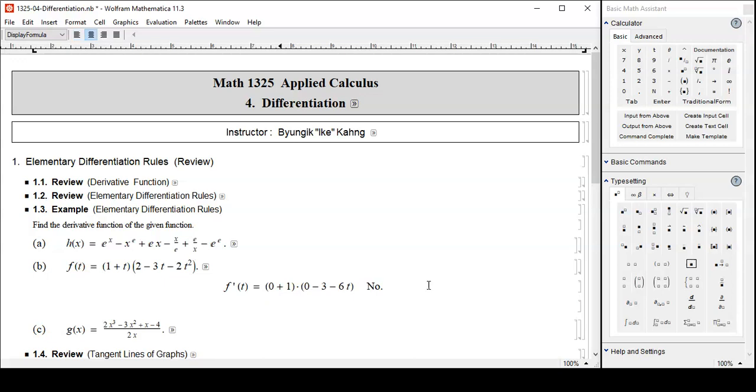Now, how do I make it right? Instead of using product, we can use the addition rule. Fold it out, and then we can apply the power rule one at a time and add them up. You see?